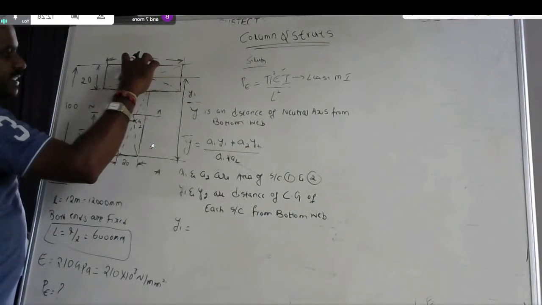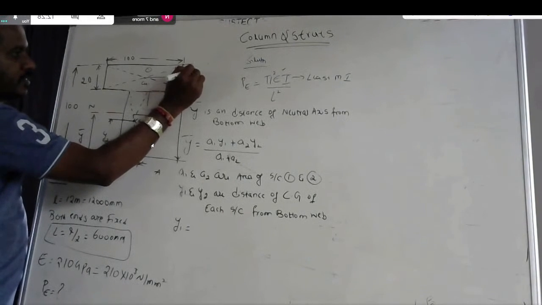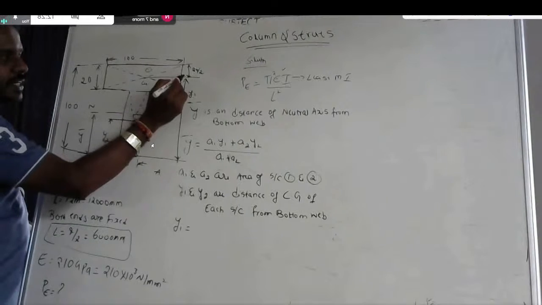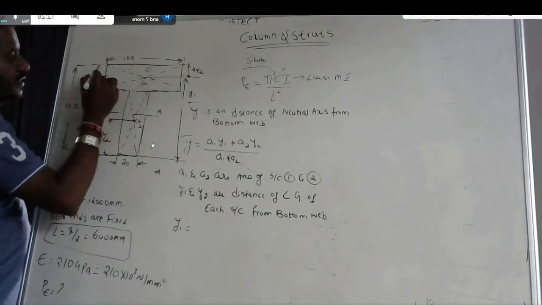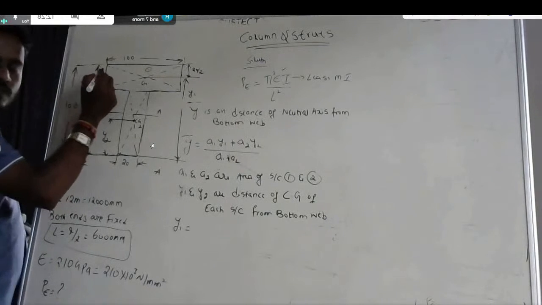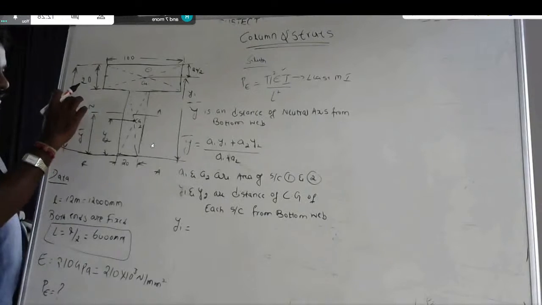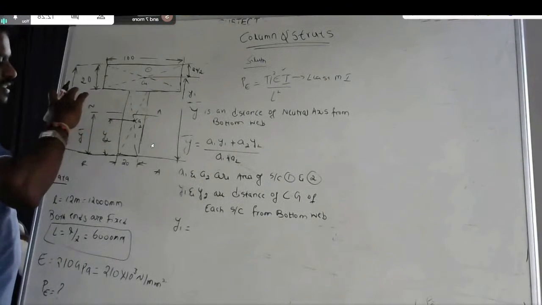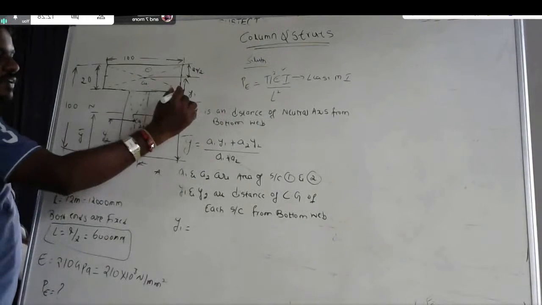Now, 20 is the height. Half of that, how much does it become? 20 by 2, that is 10, no? The center is an extra height. 20 divided by 2, half. So 100 minus 10, how much does it become? Let's put the distance y1.